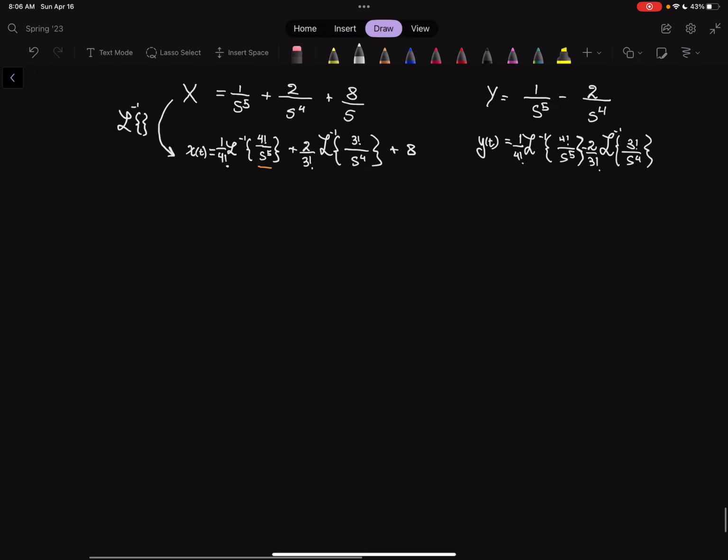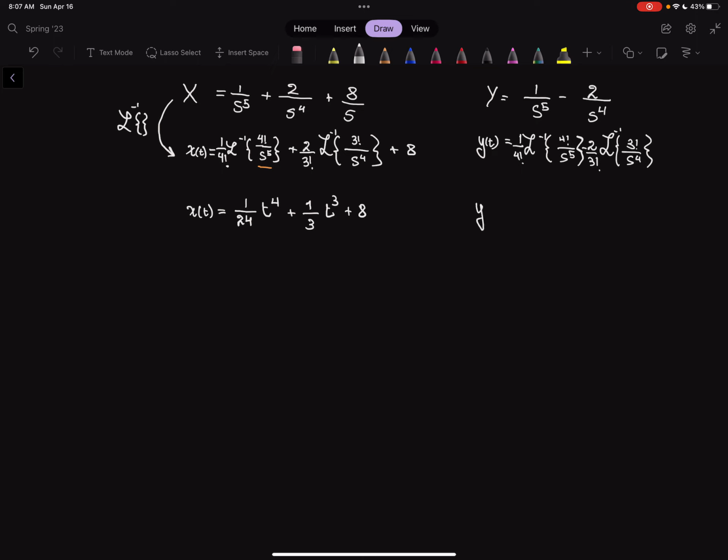So now what do we get? x of t is equal to 1 over 4 factorial, which is 4 times 3 times 2. 4 times 3 is 12, times 2 is 24. So 1 over 24 times t to the 4th. And then here we have plus 2 divided by 3 times 2 times 1. So the 2's go away, and we just have 1 over 3 times t to the 3rd plus 8.